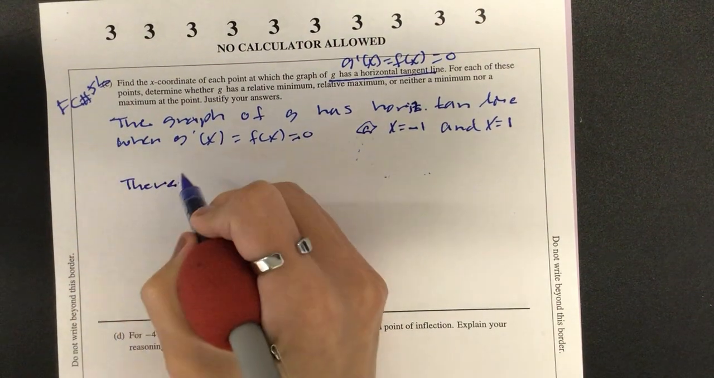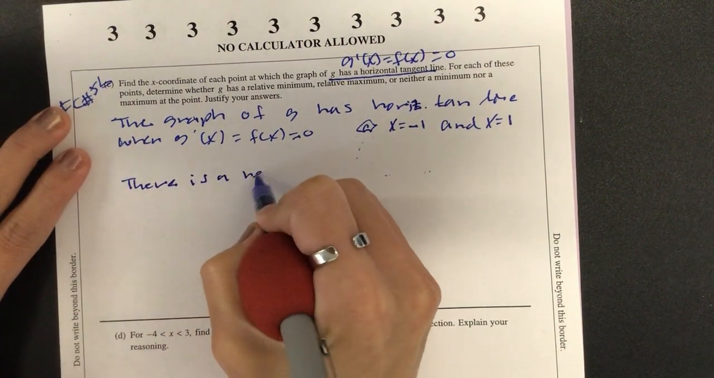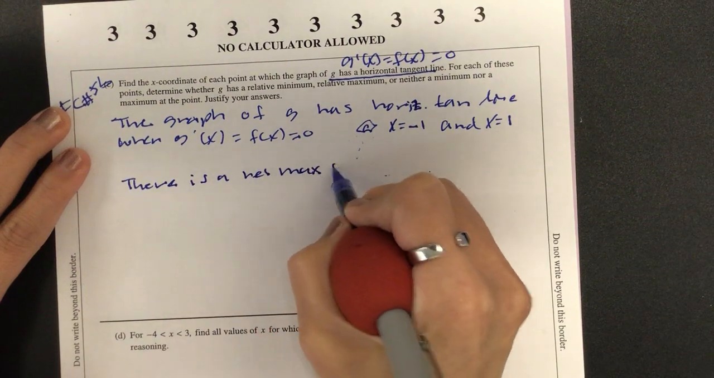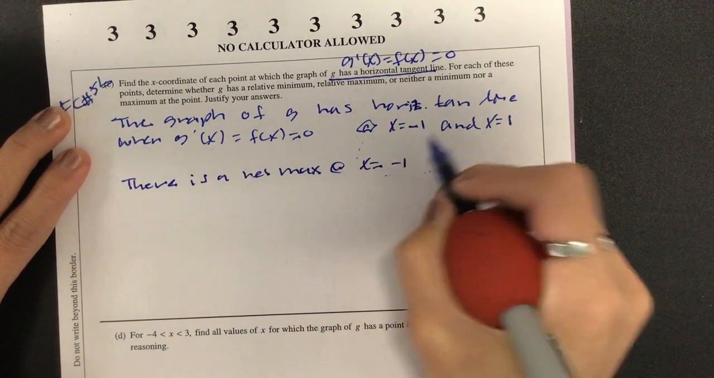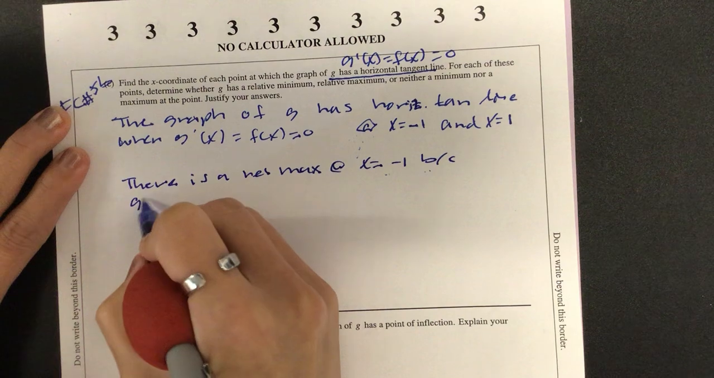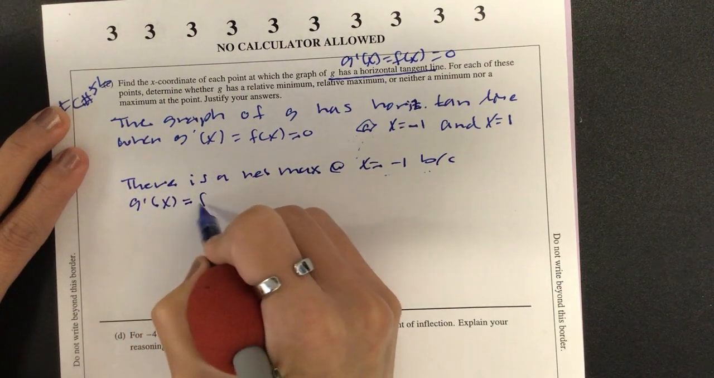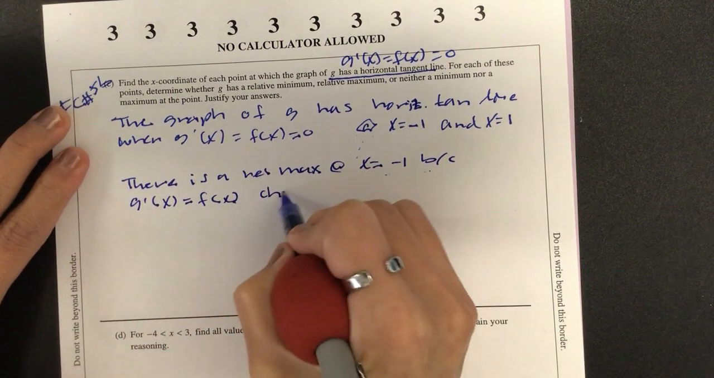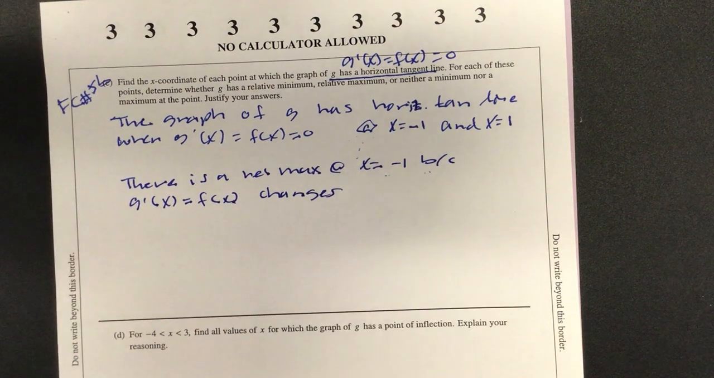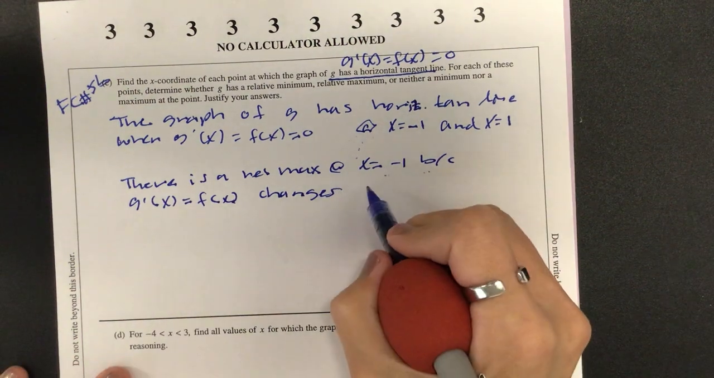There is a relative maximum at x equals -1 because, the reasoning is part of it, g prime of x, which is f of x, changes. I can't say just changes sign because for the maximum to happen, I have to go in which order? What comes first? Positive to negative.